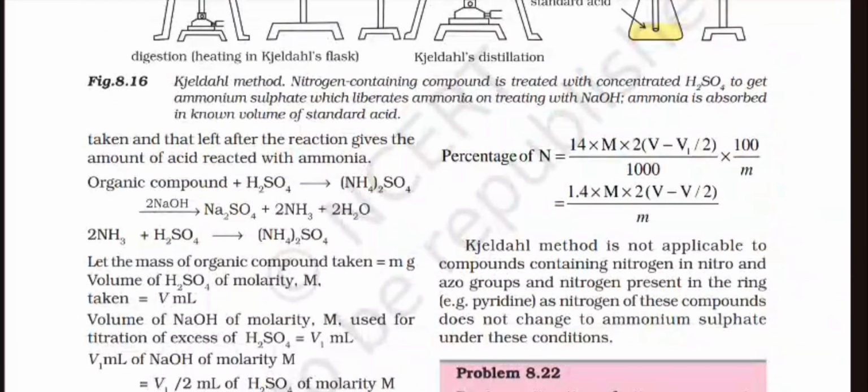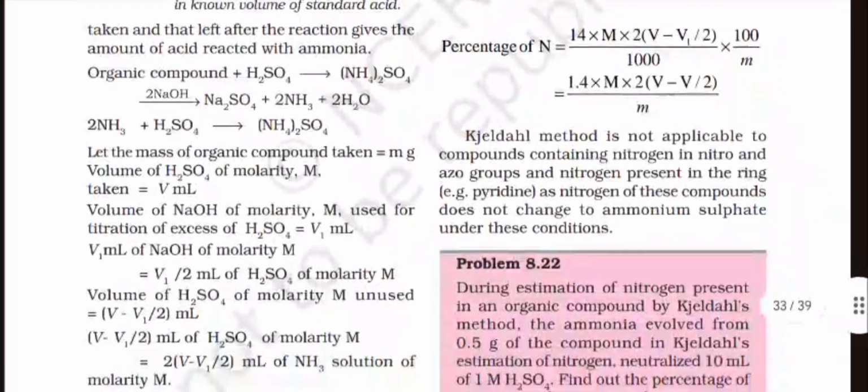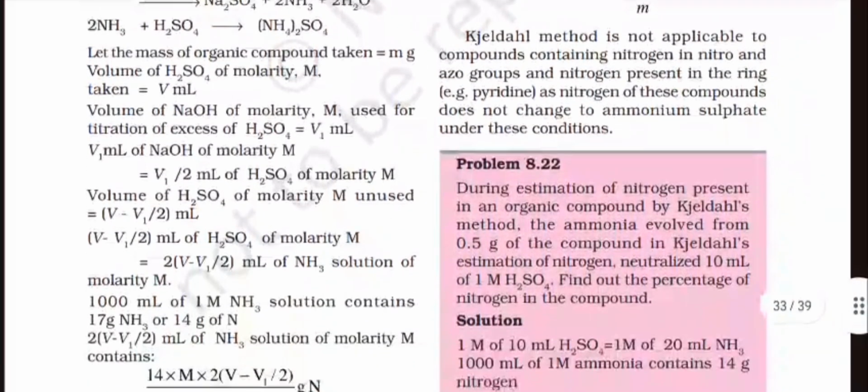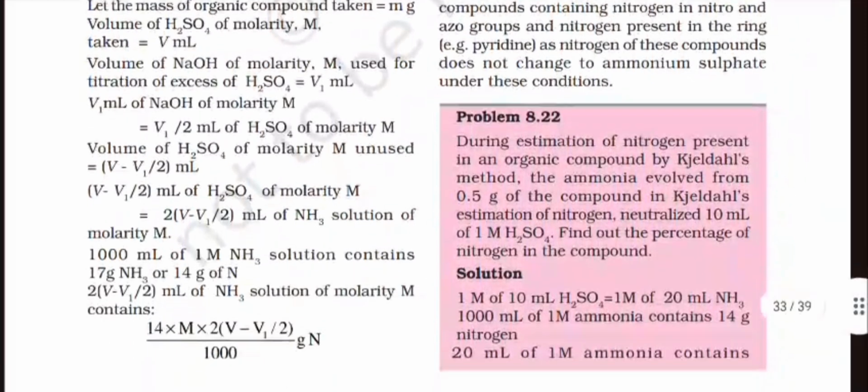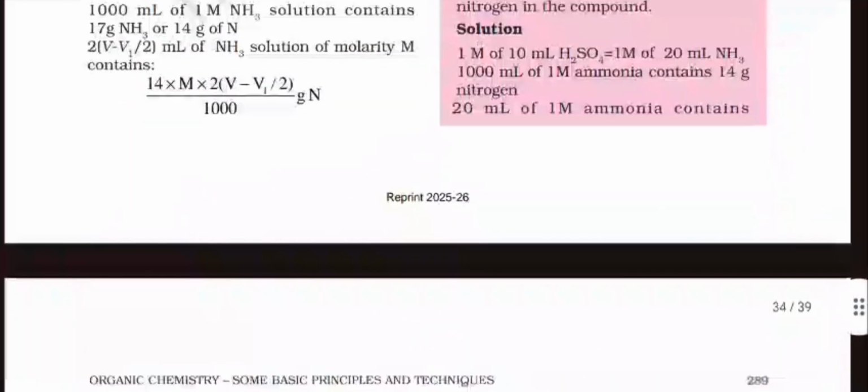Percentage of N is equal to 1.4 into M into 2 into (V minus V1) by 2 by M. The Kjeldahl method is not applicable to compounds containing nitrogen in nitro and azo groups and nitrogen present in the ring, as the nitrogen of these compounds does not change to ammonium sulfate under this condition.